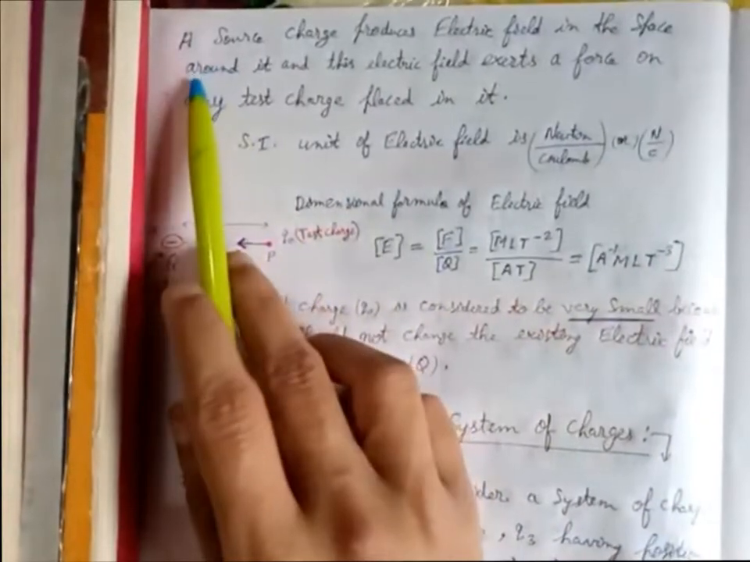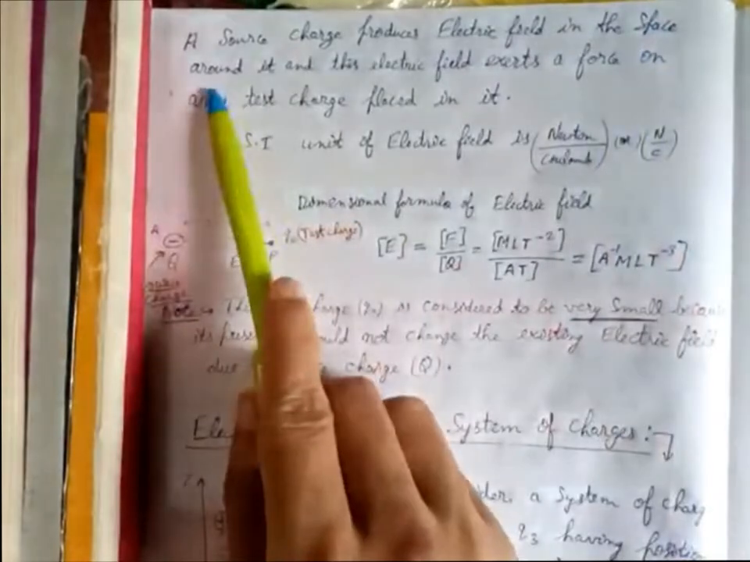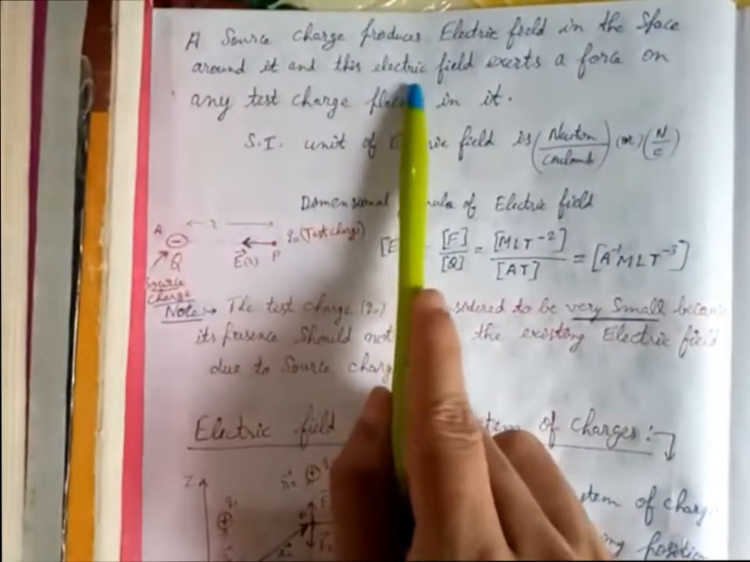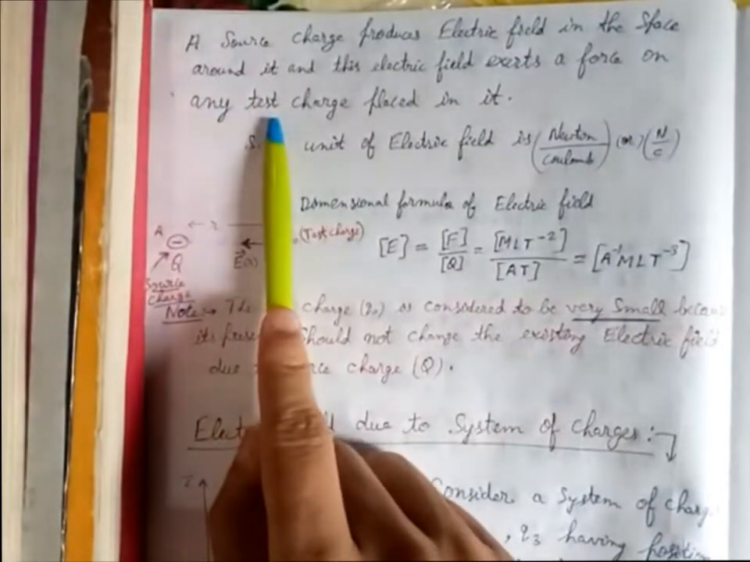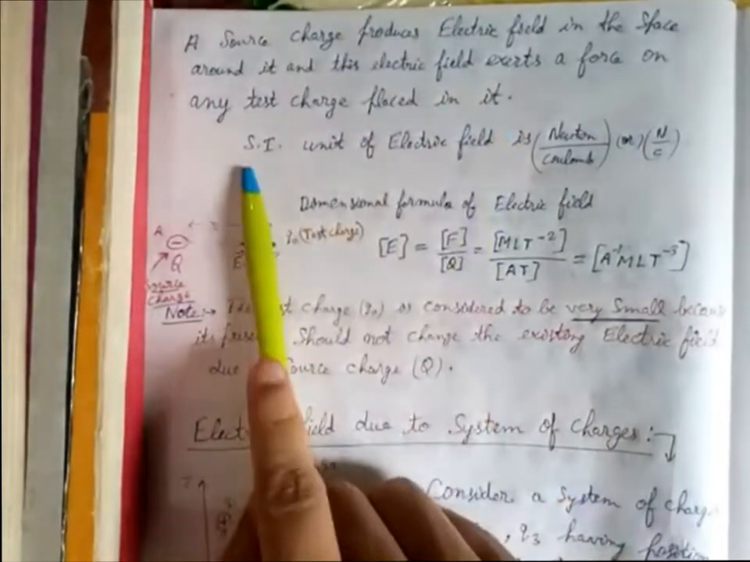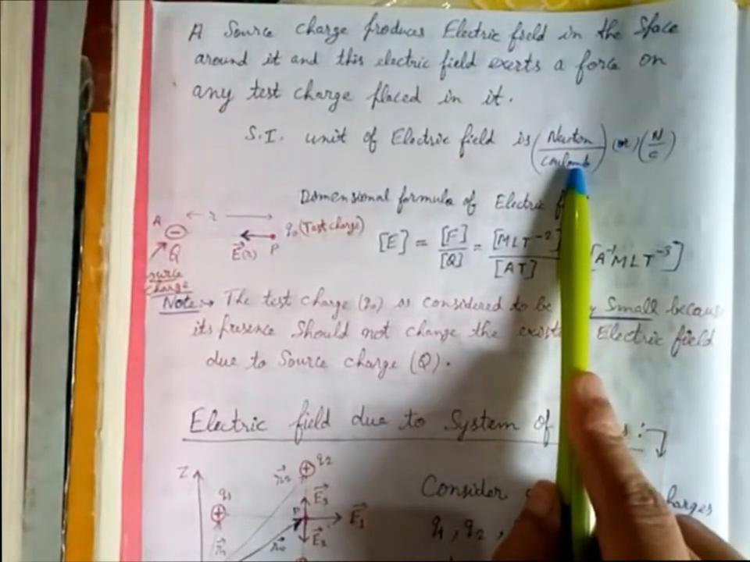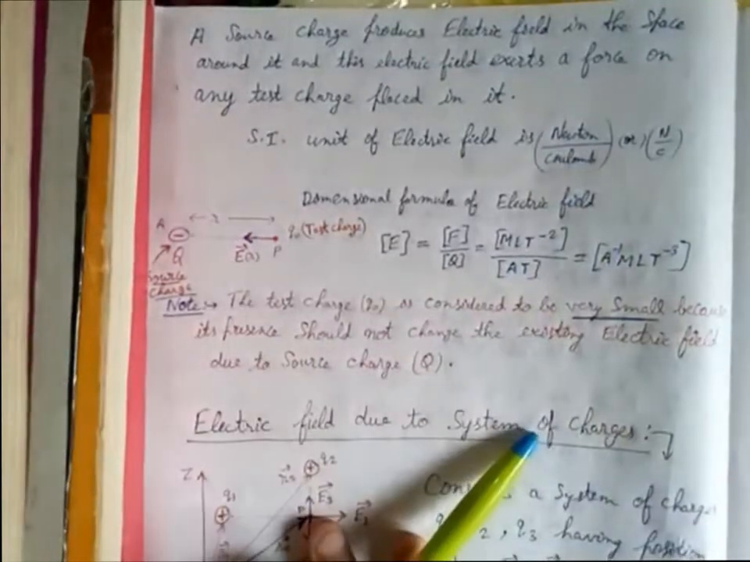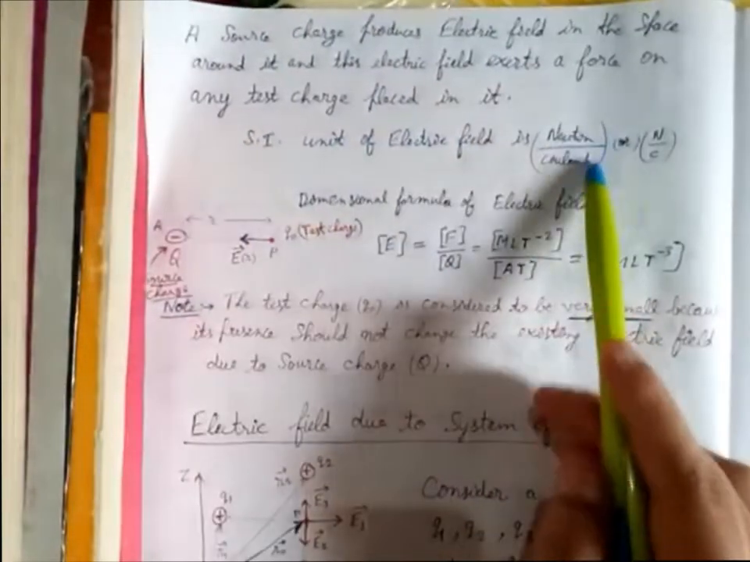Now the definition says that a source charge produces an electric field in the space around it, and this electric field exerts a force on any small test charge placed in it. The SI unit of electric field is Newton per Coulomb, because the formula of the electric field is F by Q, as we have studied. So the SI unit will be Newton per Coulomb.